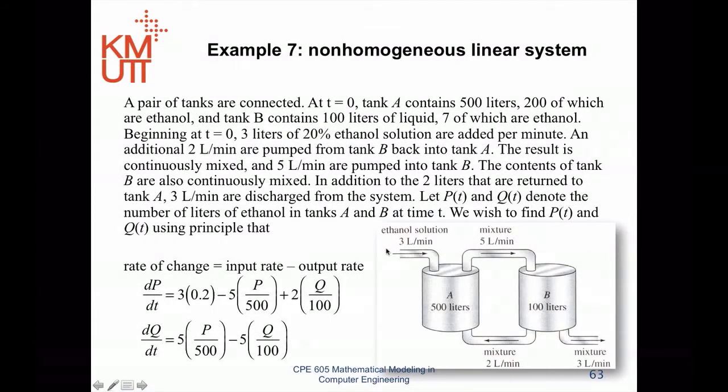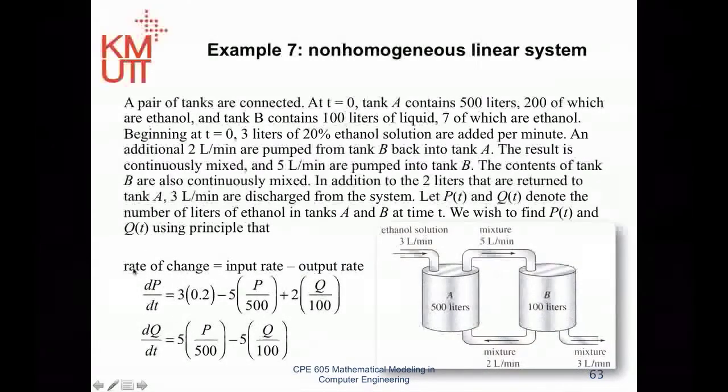And 3 liters of 20% ethanol solution are added to tank A per minute, 5 liters flow into tank B from tank A, 2 liters flow from tank B back to tank A, and 3 liters flow out of tank B. We can write this system as differential equations. These differential equations are written from the simple concept that the rate of change equals input rate minus output rate.